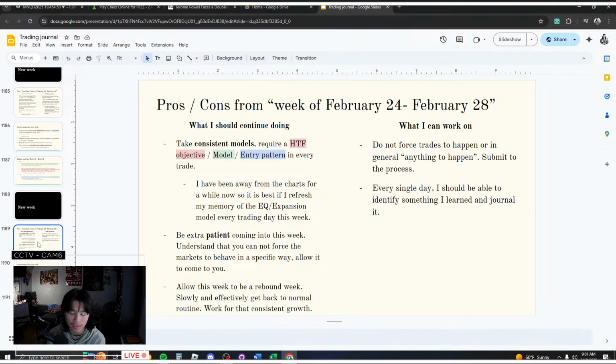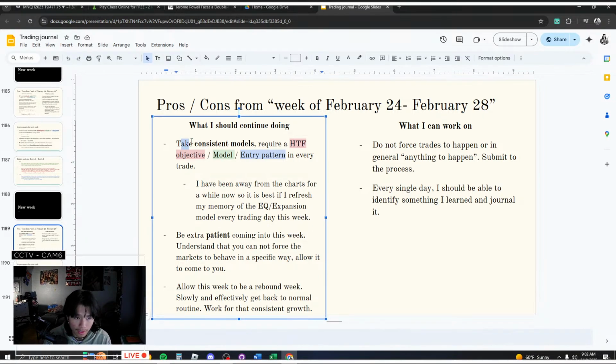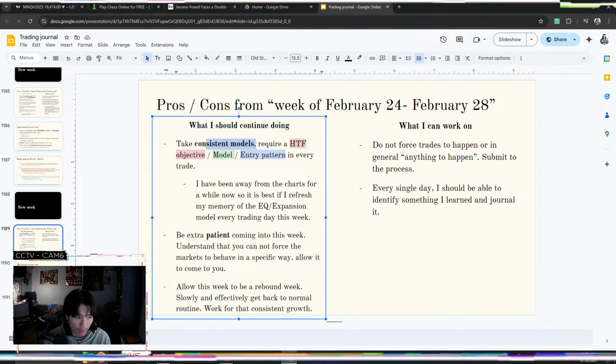So the first thing here is consistent models. Being able to identify what my higher time frame objective is, what my model is going to be, and what my entry pattern is. All three of those components are what I require in order to actually press the trade button. If those components aren't there, then I'm not going to force anything onto the markets. So, key takeaway: consistent models. I want to find that consistency over and over again.